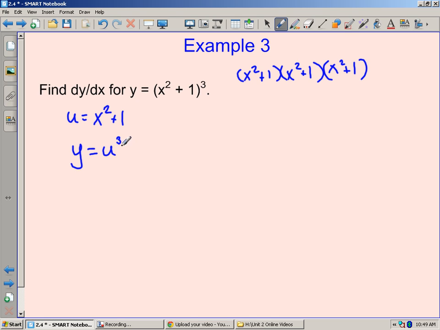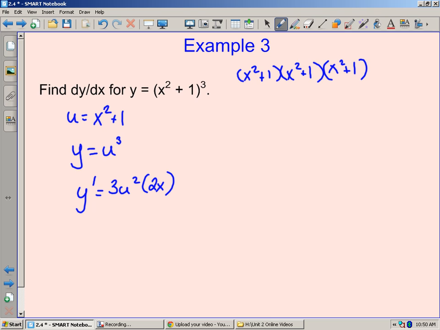So now I haven't done any calculus yet. I'm just replacing my inner function with u, so I can do this. And so then I'm going to go ahead and take the derivative of my outer function, which means that y prime will give me 3u squared, but then I have to multiply, as the chain rule says, by the derivative of that inner function. So I'm going to multiply by the derivative of the inner function, which is the derivative of x squared plus 1, which is just 2x.